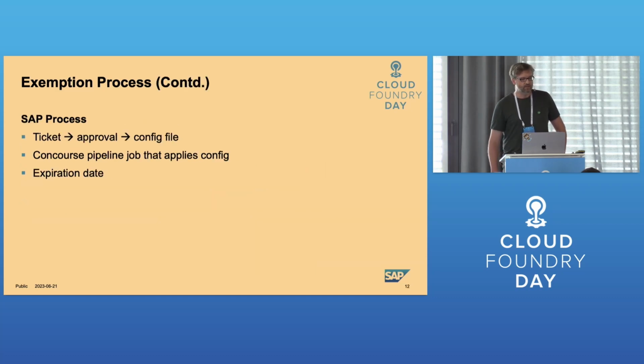At SAP, we build a business process around this. So you have to create a ticket if you want to be on this exemption list for the V2 API. And the ticket needs some reasoning. So why do you think that you need the API, and how long, and what are your concrete migration plans, and so on. And afterwards, it gets approved or rejected.